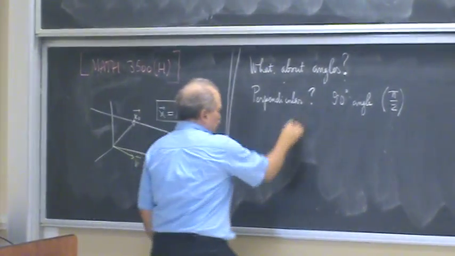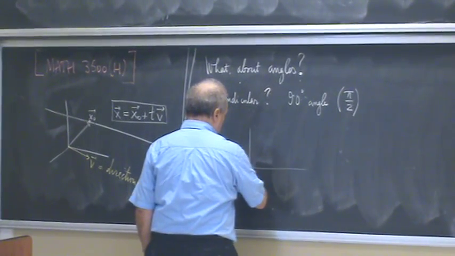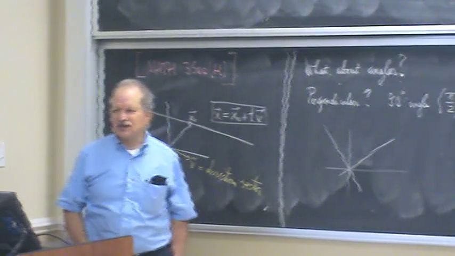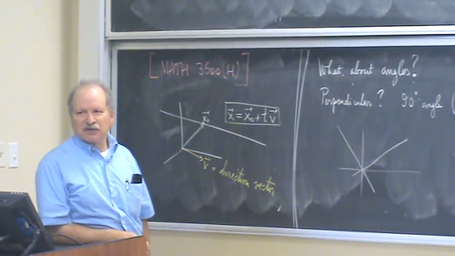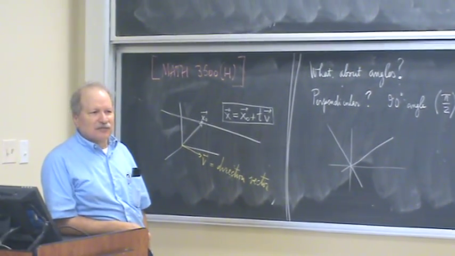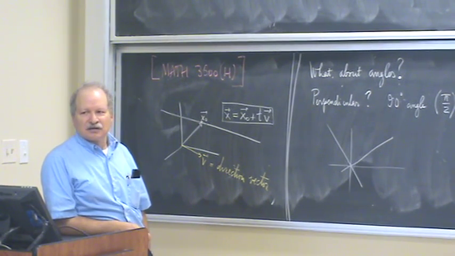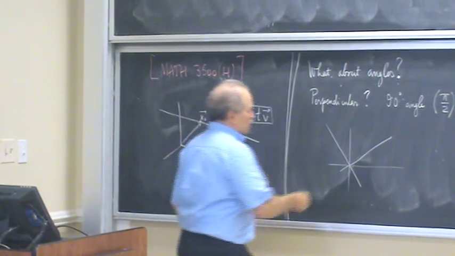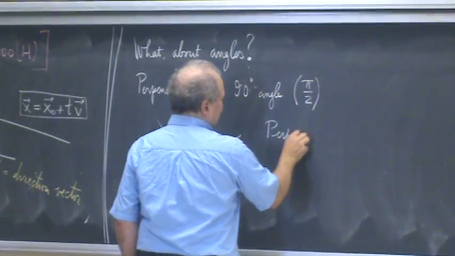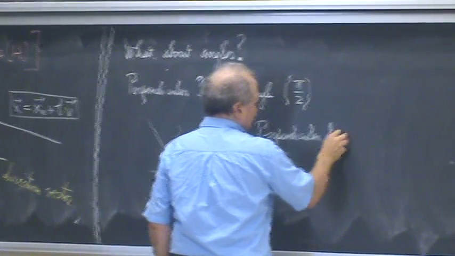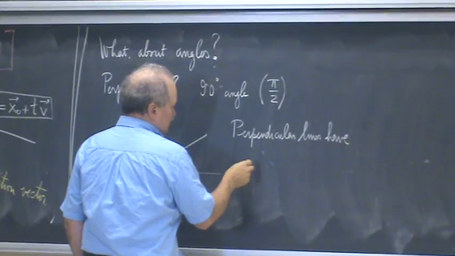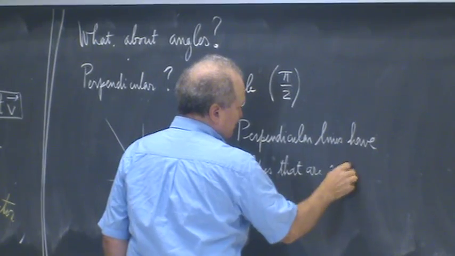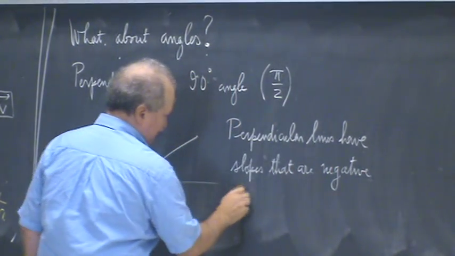So if I draw you two lines, what ways do you have of deciding whether they're perpendicular or not? Check the slope. And what's supposed to be true about slopes? Negative reciprocal. So perpendicular lines have slopes that are negative reciprocals of one another.